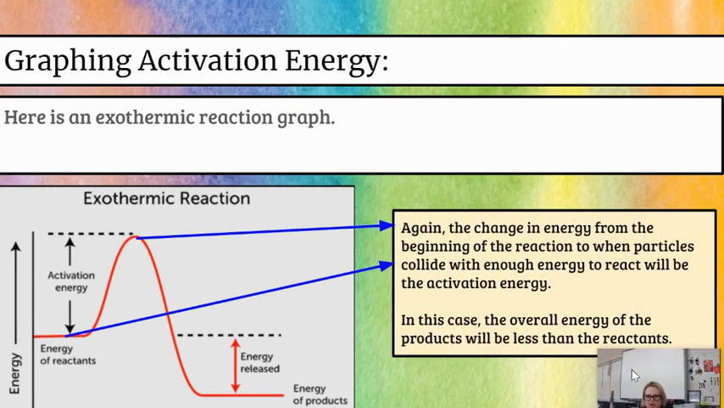So again, the change of energy from the beginning of the reaction to the maximum amount of energy gained by the system is defined as your activation energy. And when that activation energy is reached, there is a release of energy into the system. In an exothermic process, the energy of the products will be less than the energy of the reactants.